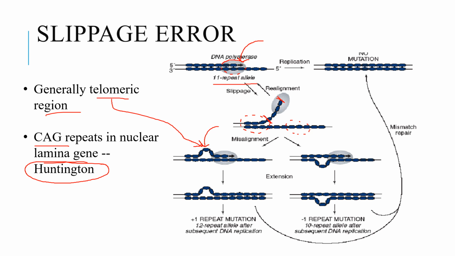So you can see that if the slippage error, or you can say the DNA polymerase falls down at the telomeric region, there is no problem if there is a loop formation. But if the DNA polymerase falls down in the genomic region, and here the CAG repeats are more than 40 in number, and there is a loop formation, or if the CAG repeats are in the nuclear laminar region and they are more than 40 in number, it will lead to various other diseases. And we talked about one disease, that's Huntington disease.